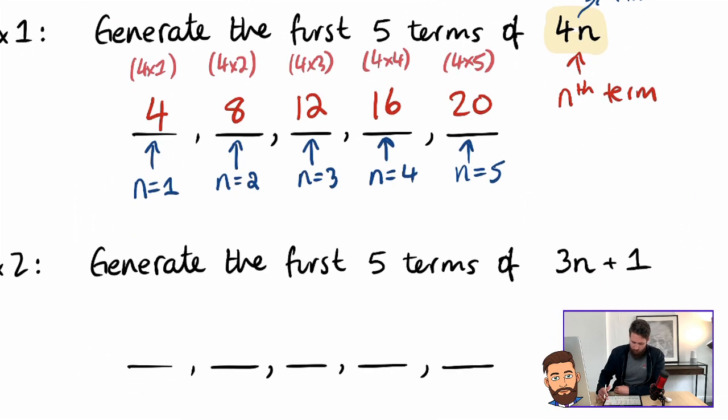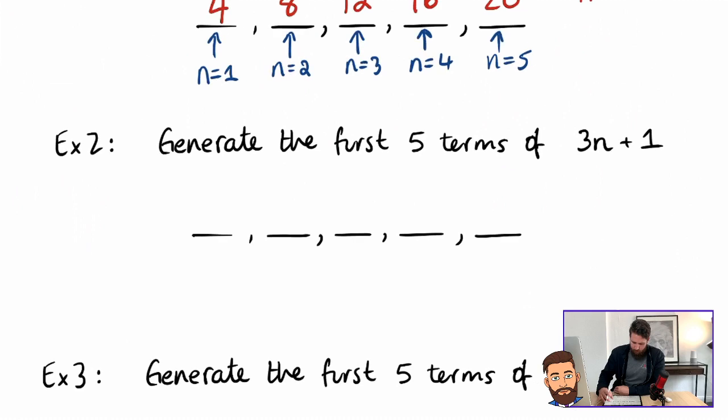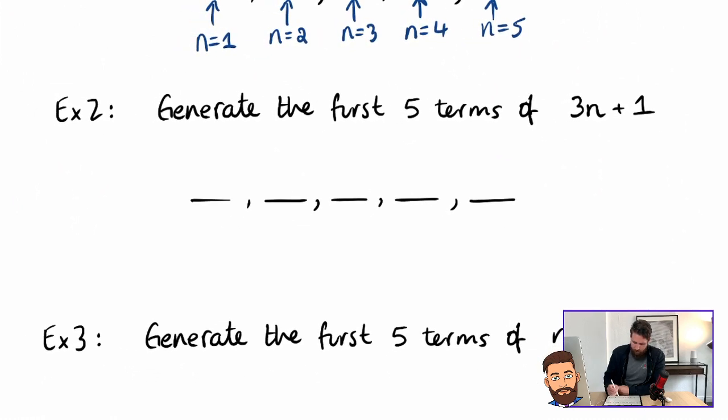Okay, moving on to number 2. Example 2. Generate the first 5 terms of 3n plus 1. So 3n plus 1 is what we call our nth term. Yeah, and what do we know? We know that our nth term helps us find any term in the sequence. So if I want the first term, what would n be? N would be 1.